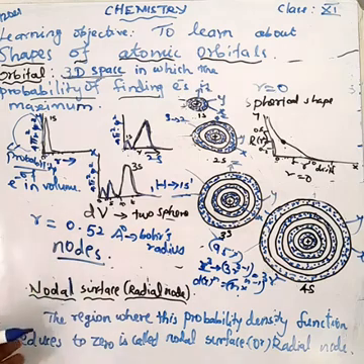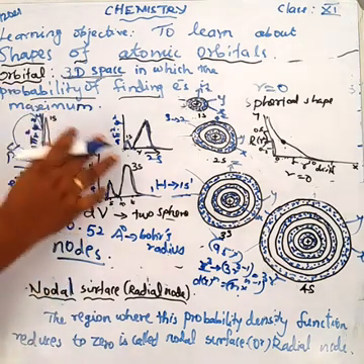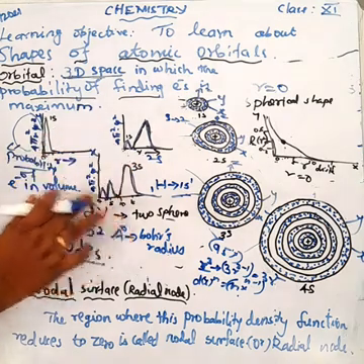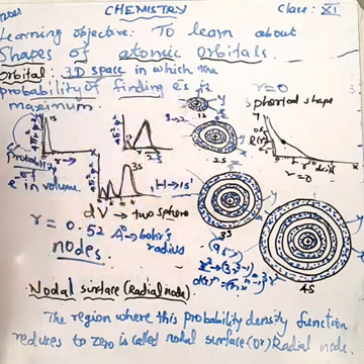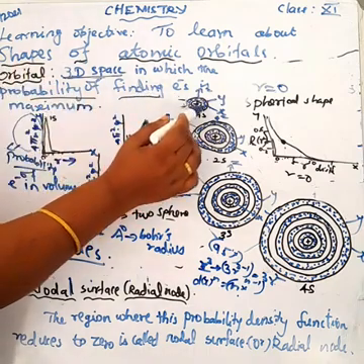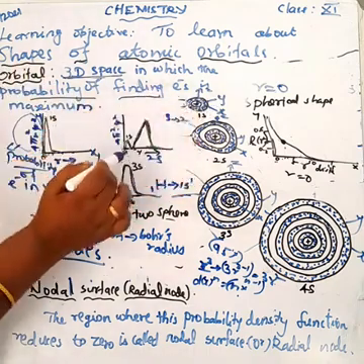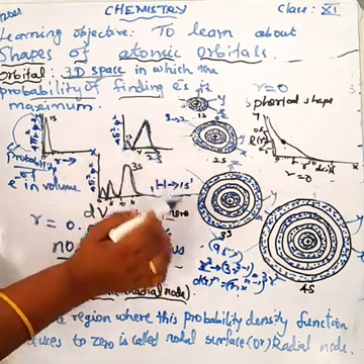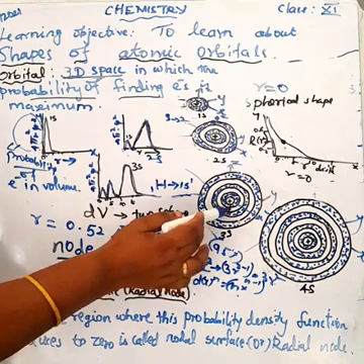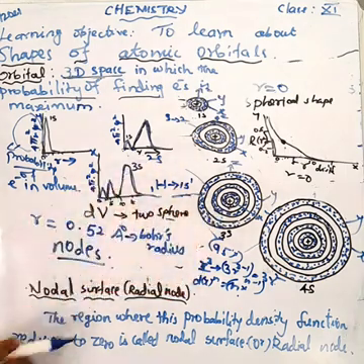When we are seeing the shape of the orbital, this is the 1s orbital, 2s orbital, and 3s orbital. You see here, how many nodes are there? For the 2s orbital, there is only one node. Okay, for the 3s orbital, how many nodes are there? 2 nodes. Okay, wow.